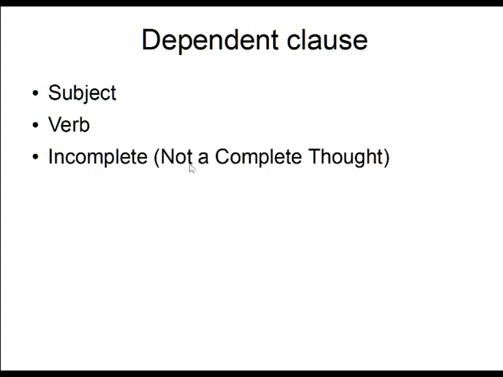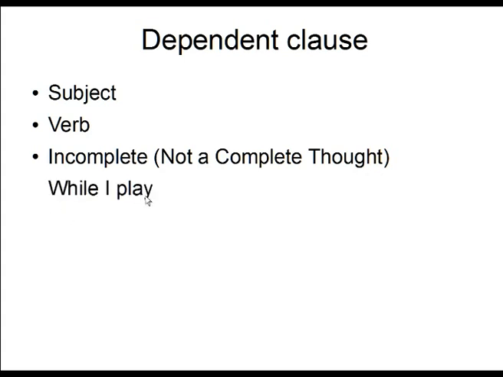A dependent clause is the other main type of clause. An independent clause has the "in" at the beginning, which means it's not dependent. So dependent means that a clause needs something else, whereas an independent clause means that it does not need something else. So a dependent clause has a subject and a verb, just like other types of clauses, but it's incomplete. It does not have a complete thought.